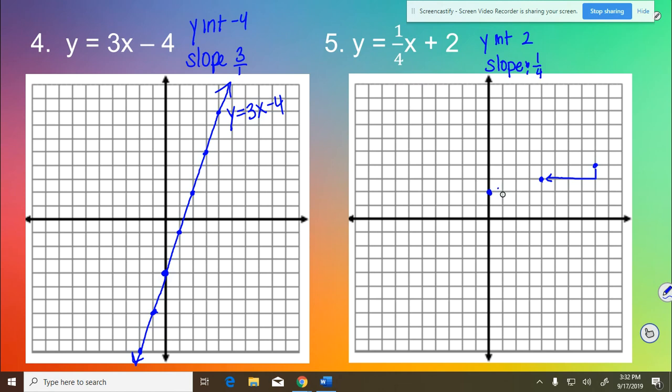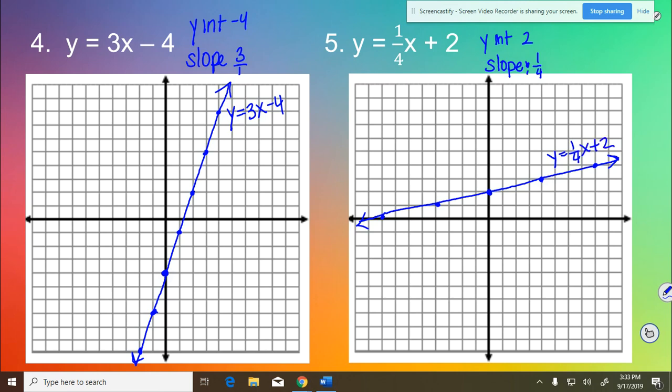I go back to my y-intercept and go down 1 and left 4. Oh, I keep saying right, down 1 and left 4. Okay, so there is my line. Use your straight edge, arrows on both ends, and label it with the equation y equals 1/4 x plus 2.